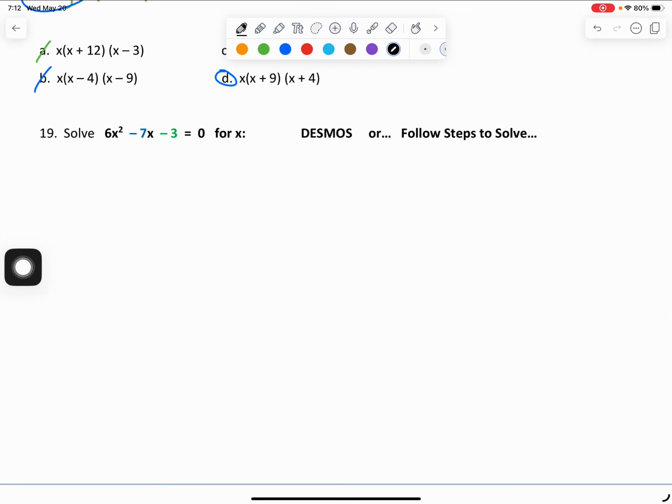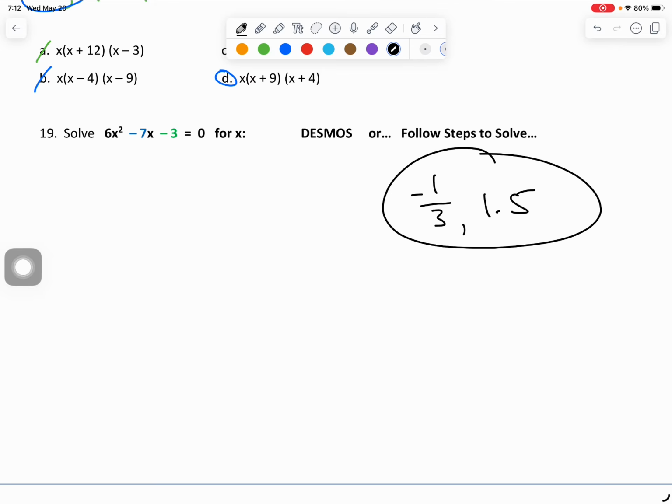So let me go ahead and do this. We have a negative 1/3 and 1.5. All right, I am going to go ahead and solve this one for us. Again, we would label the A equals 6, the B equals -7, and the C equals -3. From here, we would do our X factor.